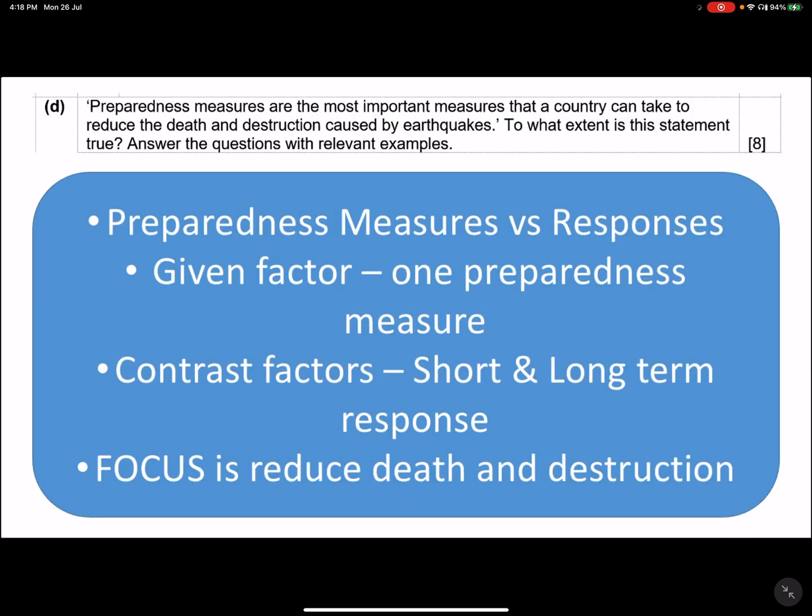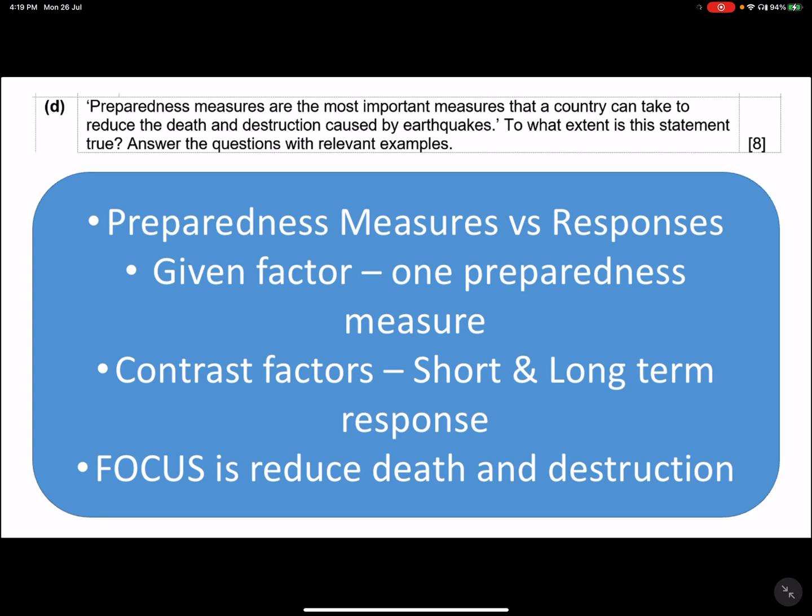Another format. This one is about preparedness measures, stating that preparedness measures are the most important that a country can take to reduce death and destruction. So it's not only casualty; they're also looking at loss of economic value and destruction caused by earthquakes. To what extent is the statement true? Once again, just say it's true or it's false. Answer with relevant examples.